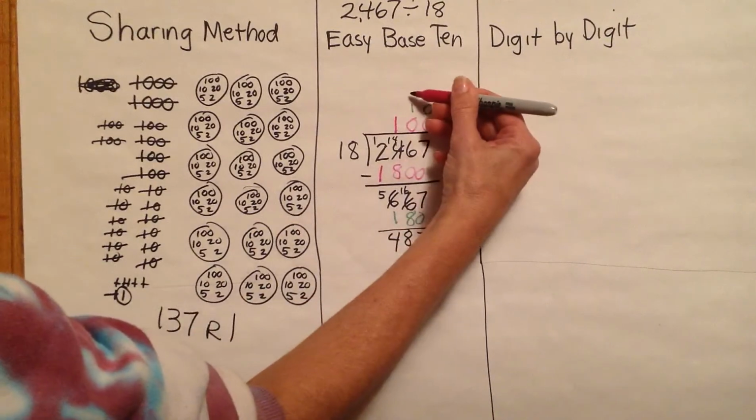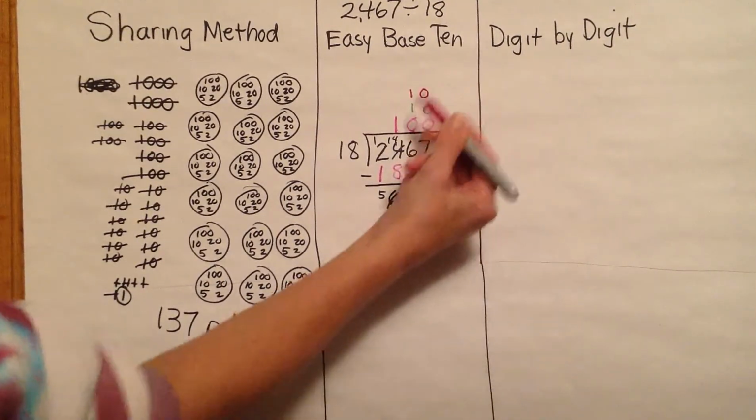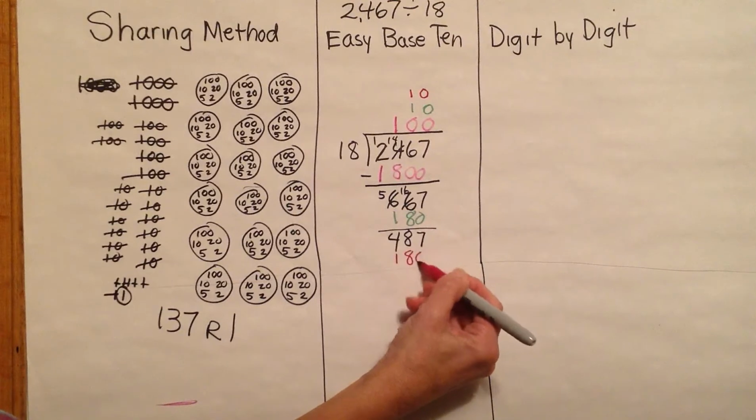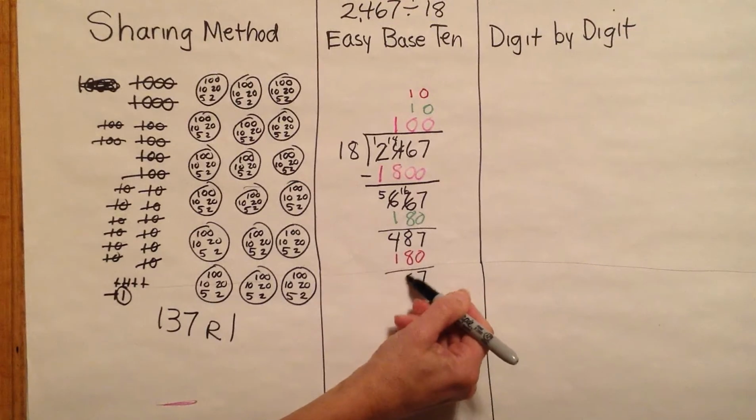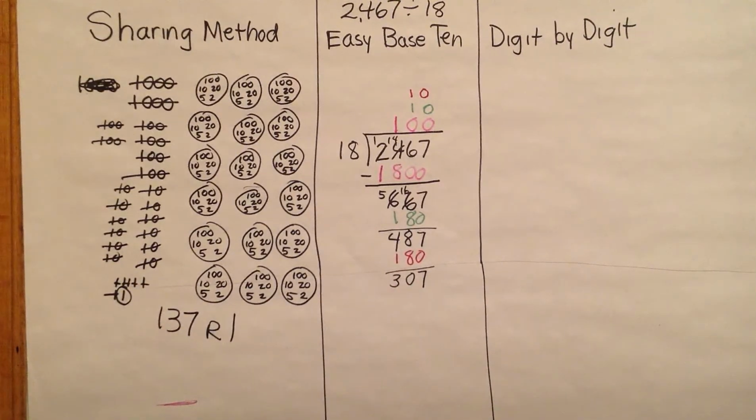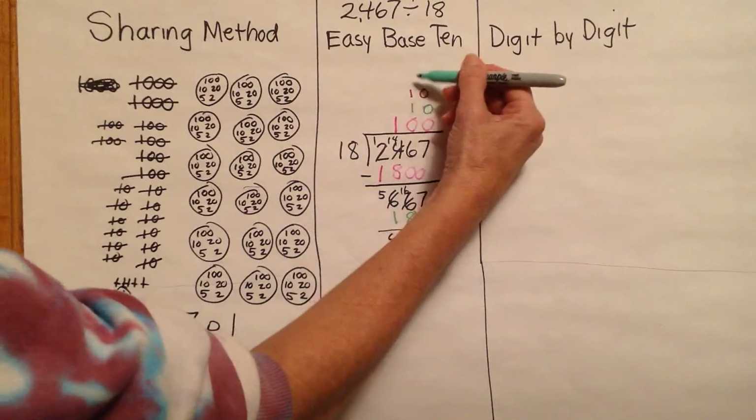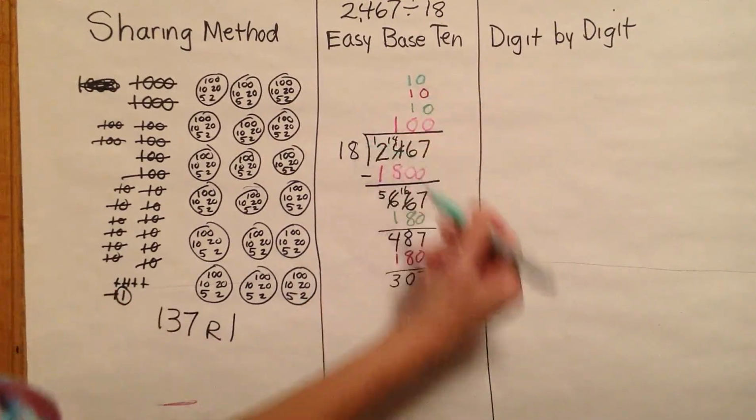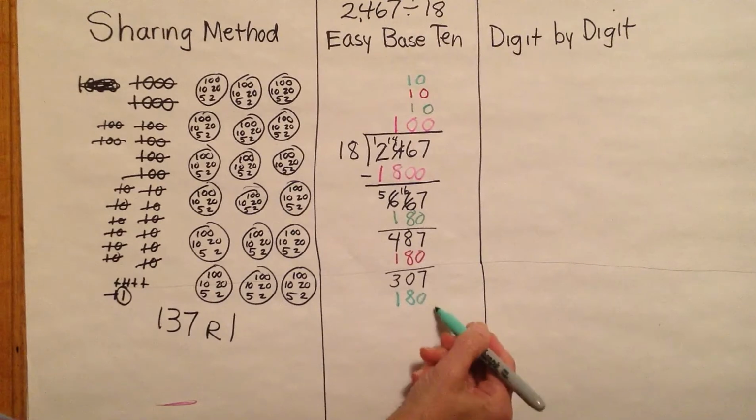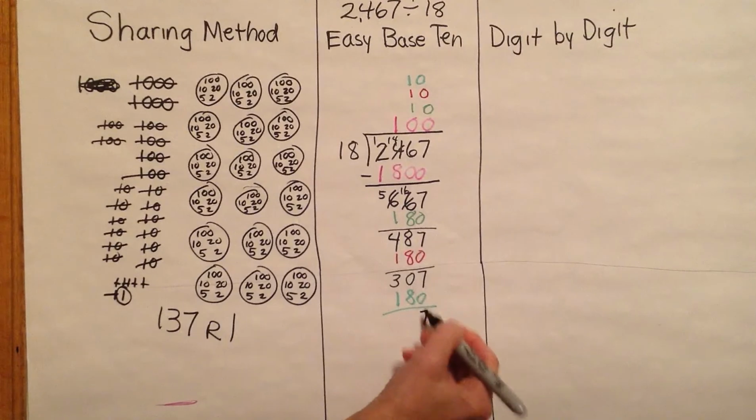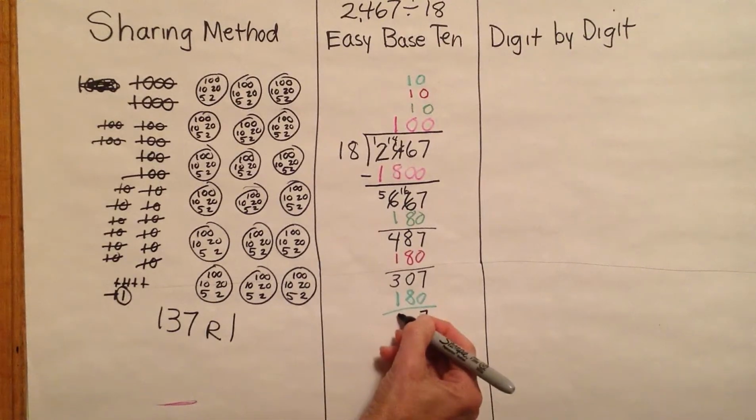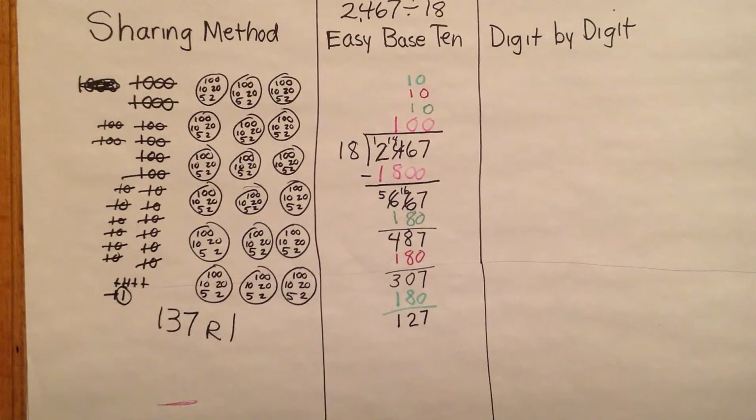I'm going to do that again. So 10 more groups. That would be taking away another 180. And that would leave me with 307. So I'm getting smaller and smaller, but I know I can still give away another 10. And 10 times 18 is 180. And that's going to leave me with 7 minus 0 is 7. And I know that 30 minus 18 is 12, so I'm not going to have to regroup. I just know that's the difference there.